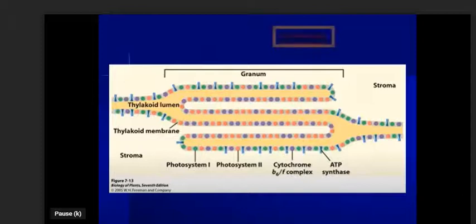So this is the detailed structure of the granum. As we know, a single disc-like structure is called a thylakoid, and in this thylakoid, this is the thylakoid lumen, and this is the thylakoid membrane. Inside this thylakoid, these round, spherical structures are the chlorophyll molecules, or the pigments which are present inside this thylakoid membrane.